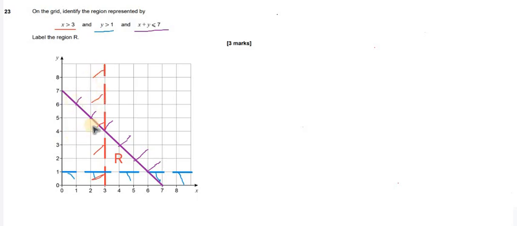Okay, so we shade that off, with those lines there. So we know we don't want that side from that line. We move to the next one.